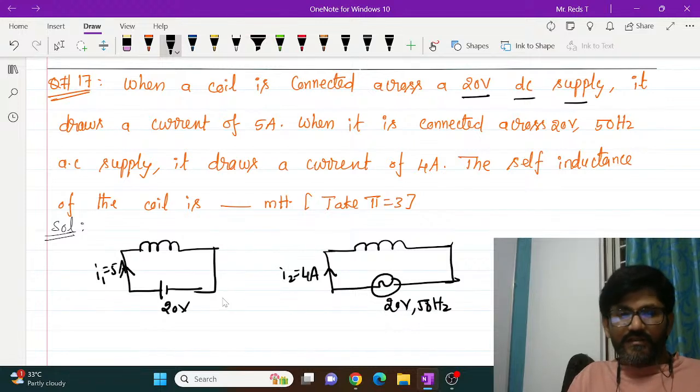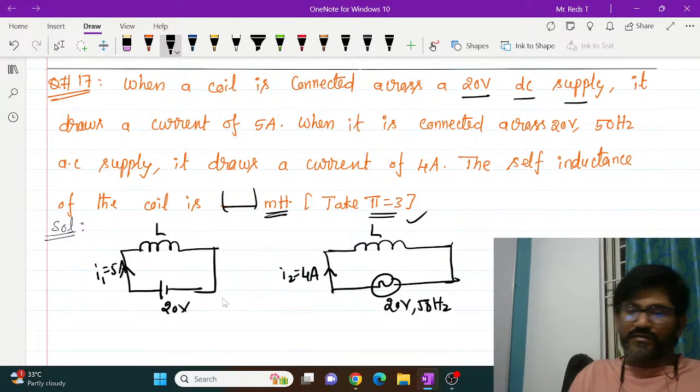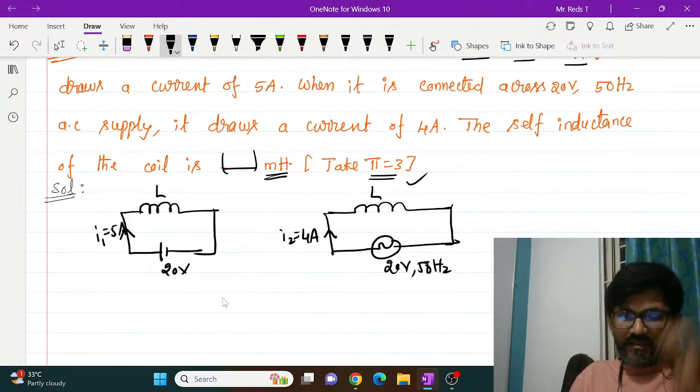Now the coil will have some self-inductance. Self-inductance of the coil is a dash millihenry. So we have to get it in millihenry, only the value which you are getting, that will be your answer. This is also a numerical based question. Take pi is equal to 3, that is also you have to keep in mind. So you have to take this as a two-step process.